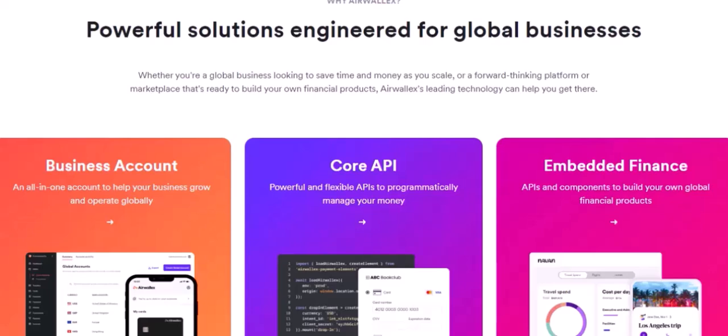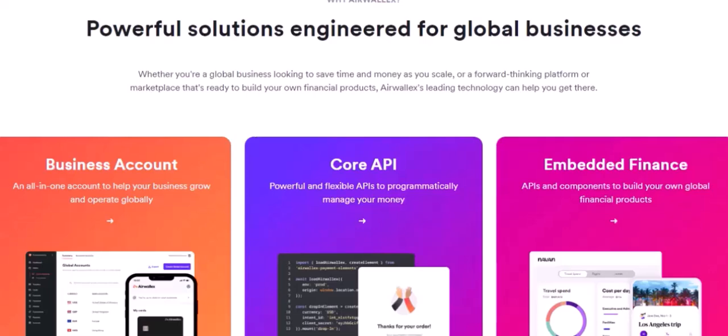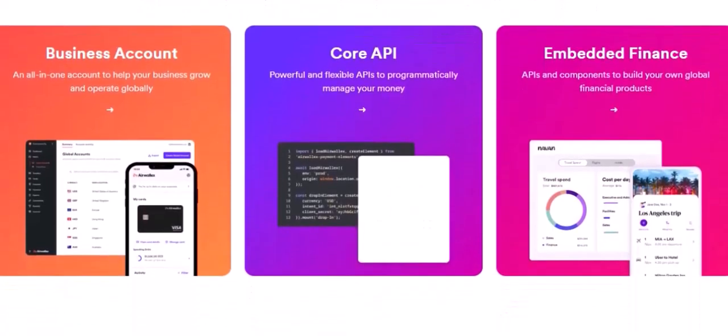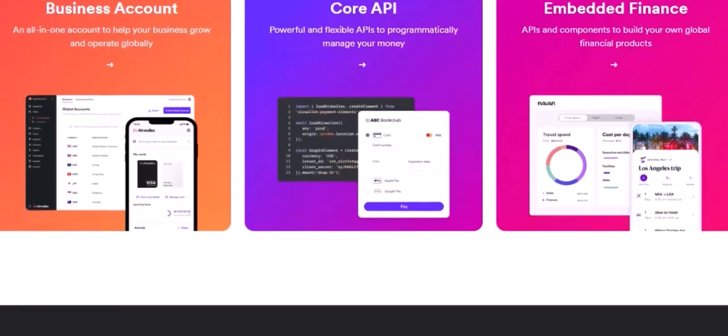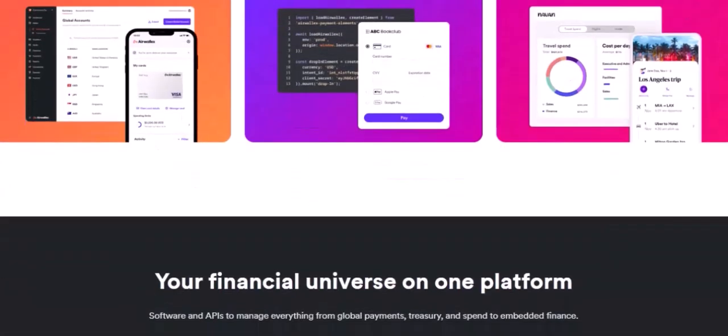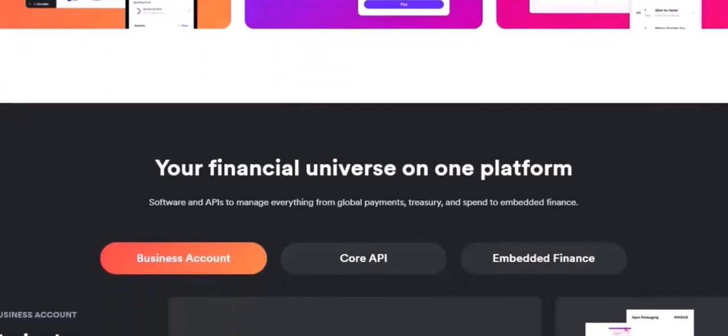Tips for making payments on Airwallex. Check the exchange rates. Airwallex uses real-time exchange rates. Make sure to check the rates before making a payment to get the best deal. Use the Airwallex app. The Airwallex app makes it easy to make payments on the go. Contact Airwallex customer support if you have any questions. The Airwallex customer support team is available to help you with any issues you may encounter.